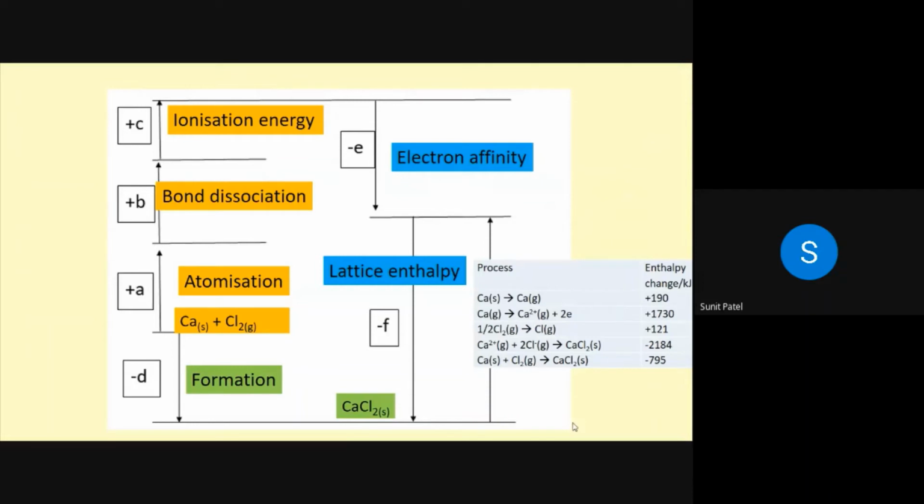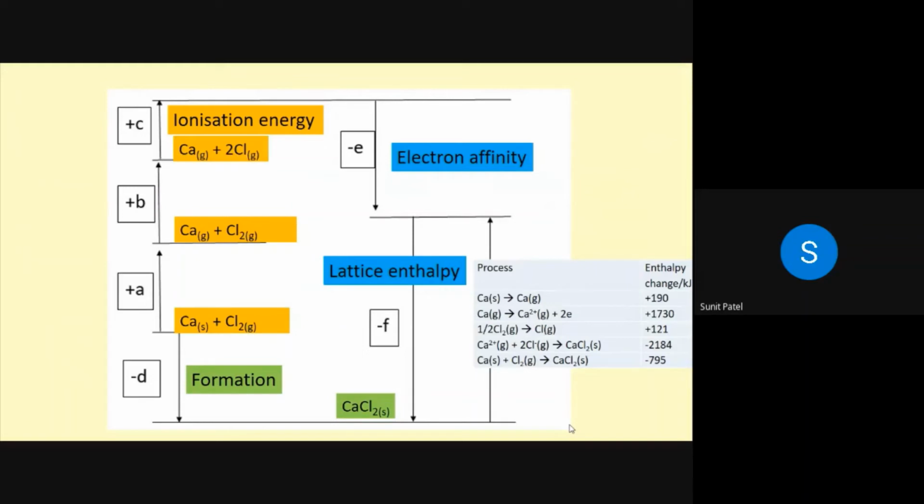So where do we go from here? Well, it's the atomization. So we turn calcium into a gas, leave chlorine alone. Then the next level, bond dissociation, it's the chlorine. This time we've got 1 mole going to 2 moles. Okay, so we're going to 2 moles here. And let's have a look.